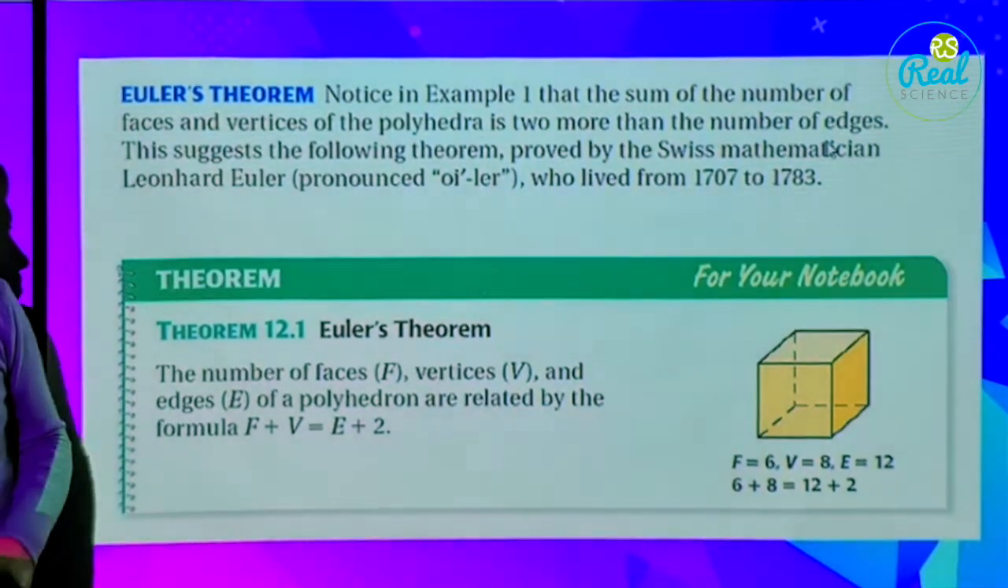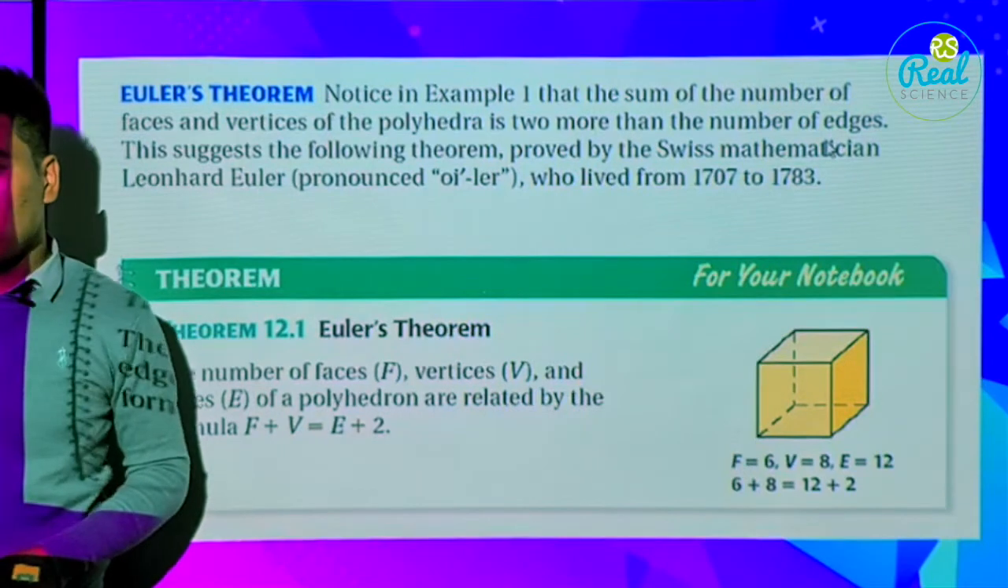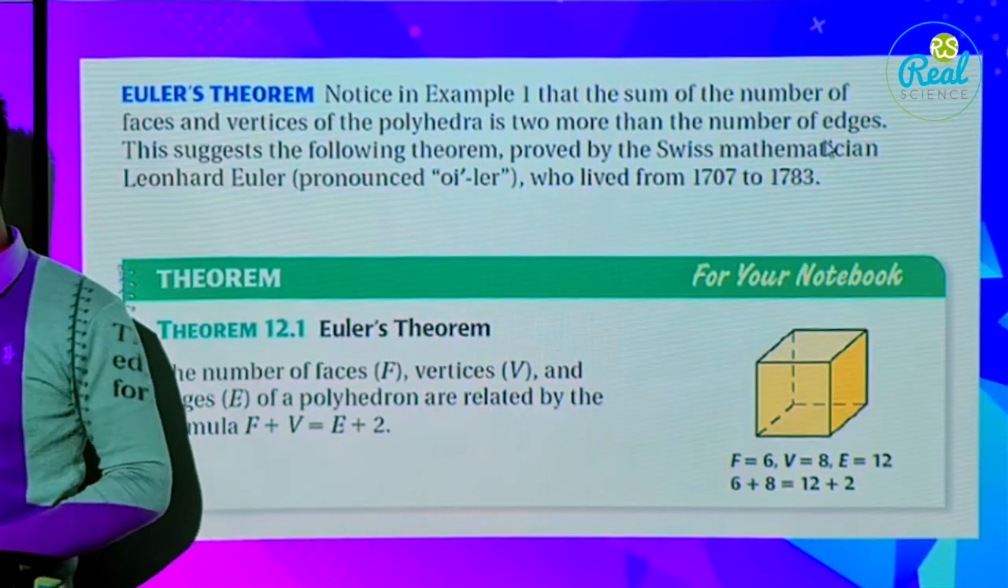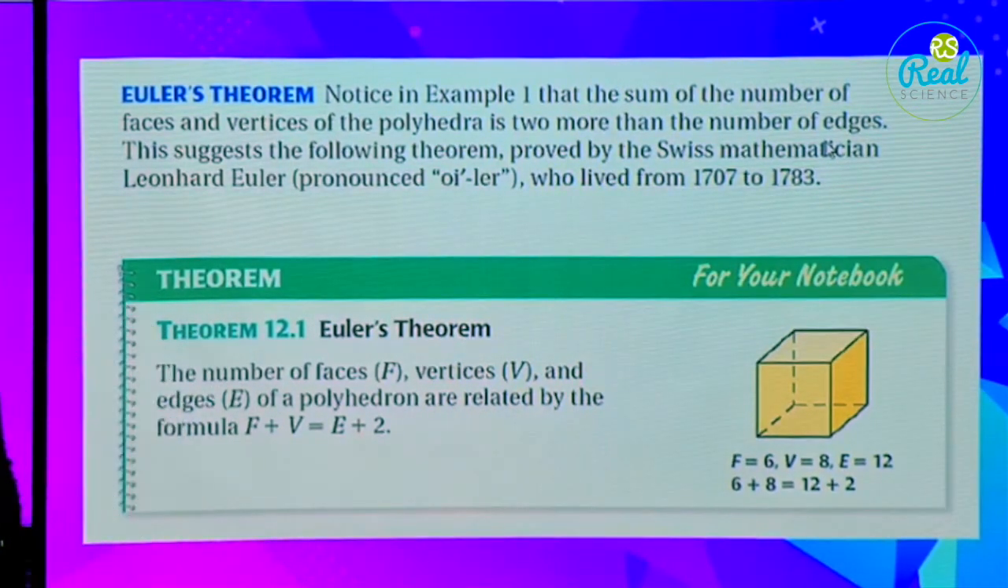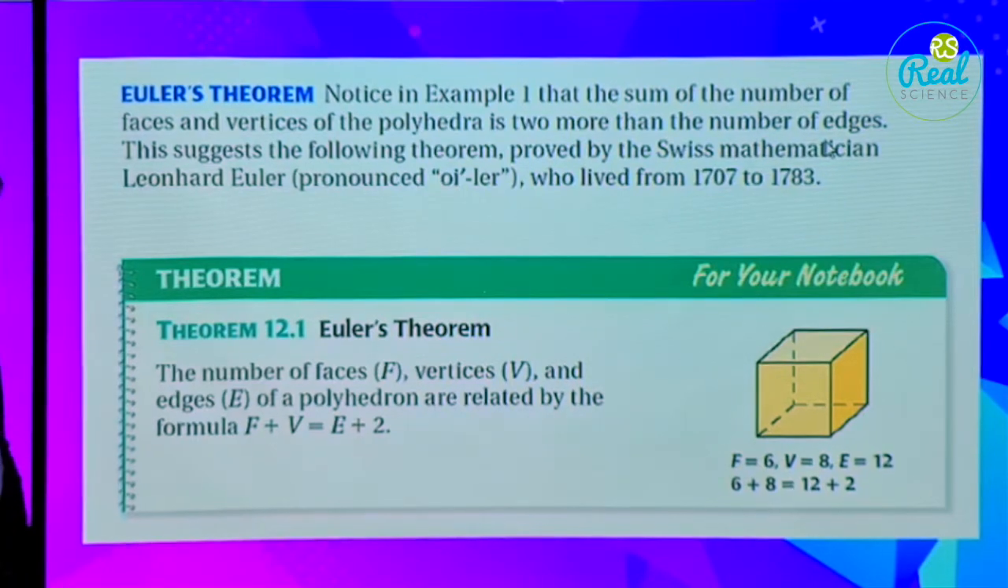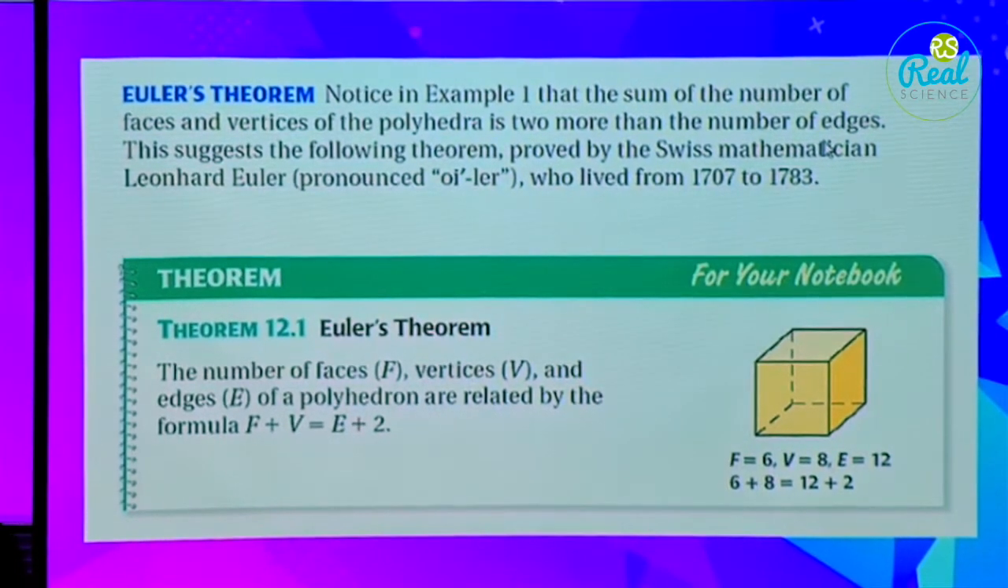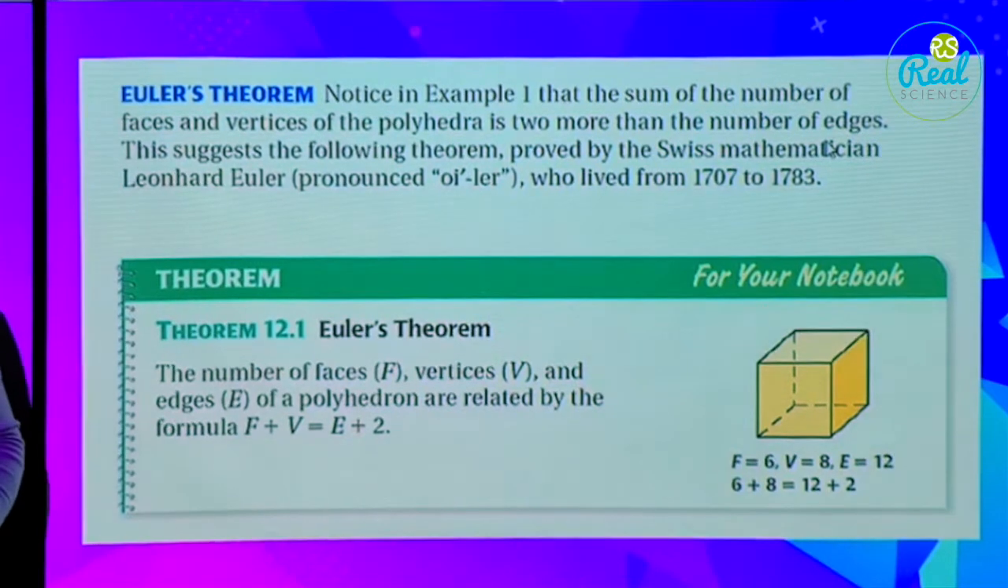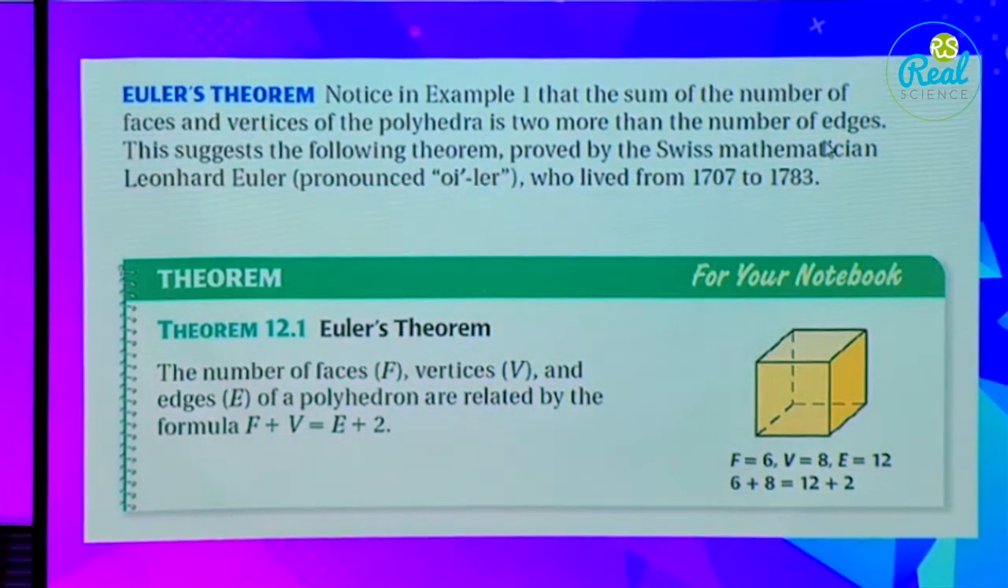Now, here is the rule. Euler's theorem. Actually, this person is Russian, Euler. This person made so many contributions to mathematics, and one of them today is Euler's theorem, and it's about finding or calculating the number of edges, faces, and the relationship between faces and edges.